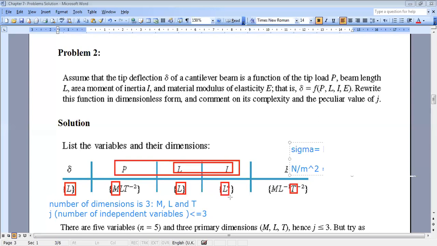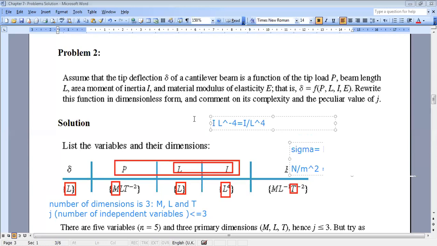Okay, so these 2 of course form a group. What is the group between L and I? It's I times L to the power minus 4. Because what is the unit of I? It's L to the power 4. So if you take this group I L to the power minus 4, it's without dimension. So this is I over L4. So I found a group between these 3. So it will not work.